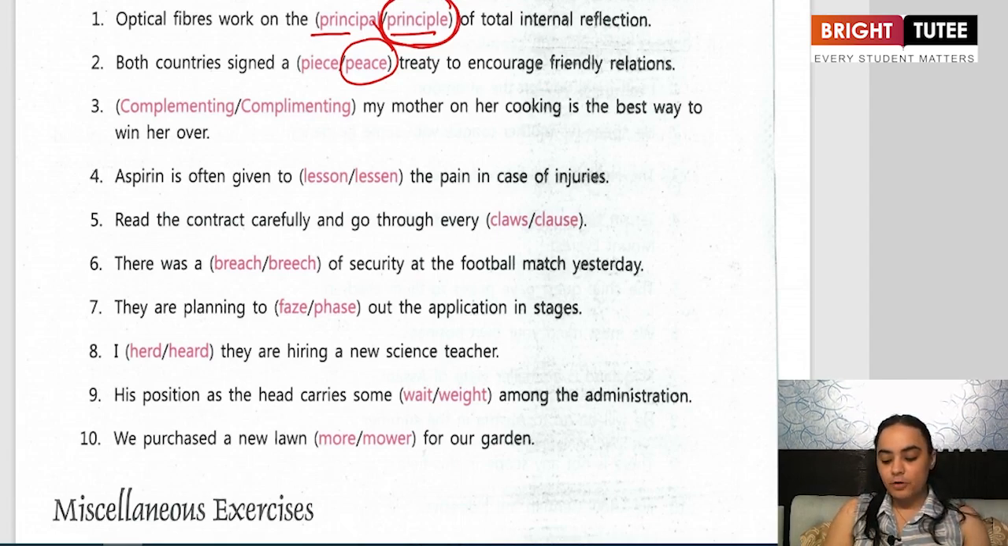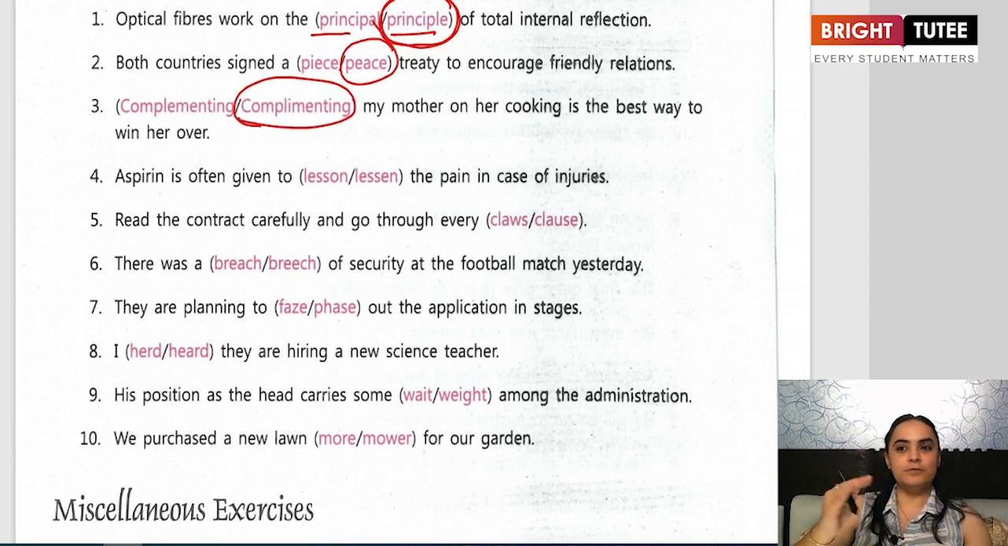Dash my mother on her cooking is the best way to win her over. So giving a compliment, saying something good to your mother. And what is that compliment? With an LI. The first complement with an LE means when you have to work along with somebody. If I say, I complement my brother a lot when we play carom together. Okay?